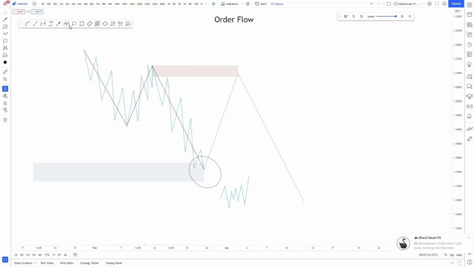Okay, so once we get our valid change of character here, this is where we can expect the 4H to go counter trend to the daily, and then we'll get our 4H bullish cycle, and then we can trade counter trend to the daily until we trade into our week high.